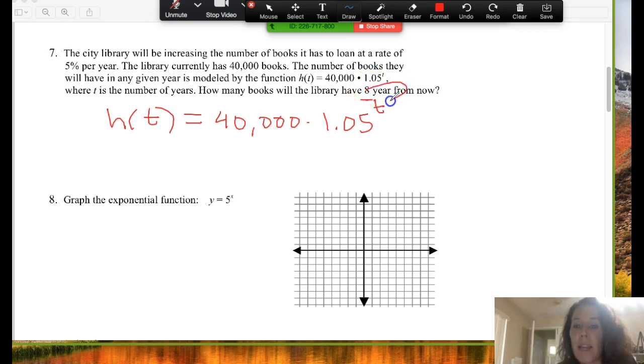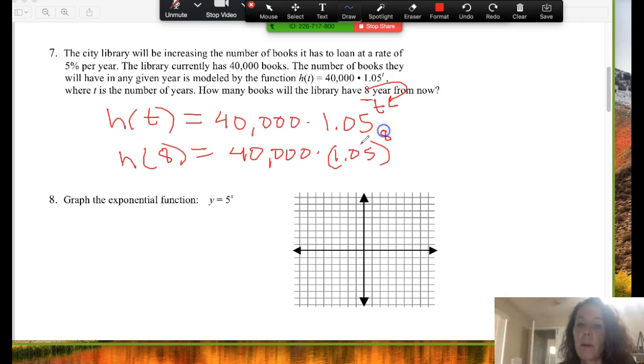So we want to know in 8 years. So we're going to do this 8 times. We put an 8 here because it adds 5% 8 times. So we go h of 8 for 8 years is 40,000 times 1.05 to the 8th power. Now I just do this on a calculator. So I'm going to get out a calculator and do 1.05 to the 8th power.